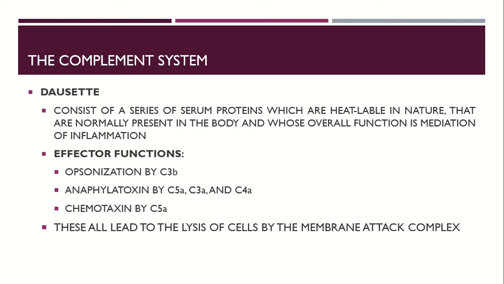Complement proteins collaborate to form a cascade that performs salient effector functions, which are the following: opsonization by C3b, anaphylatoxin by C5a, C3a, and C4a, chemotaxin by C5a. These all lead to the lysis of cells by the membrane attack complex.